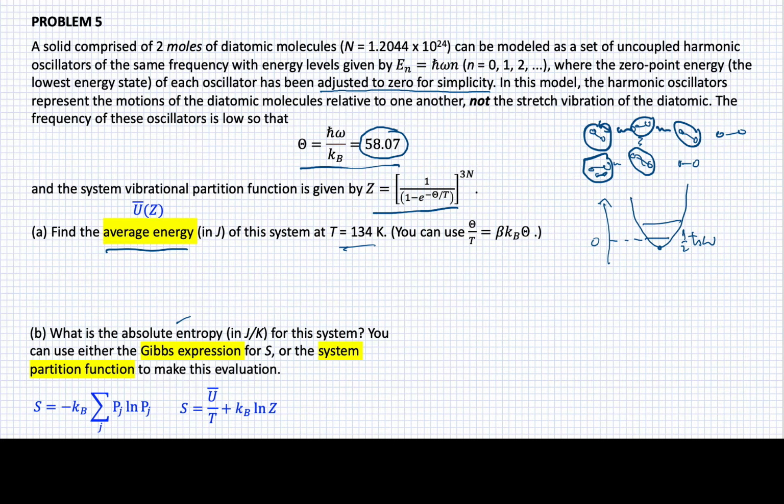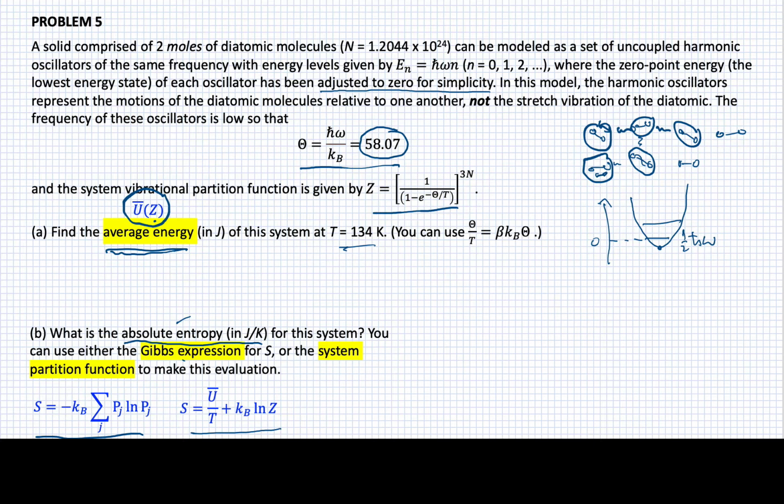Okay, now in part A, where you're calculating the average energy, what tools do you have? Well, I've put a little hint up here. Average energy as a function of the system partition function. So think of the expressions that you've been given that express this average energy in terms of the partition function. That will be perhaps the best way to calculate the average energy in this particular case. And then you want to calculate the absolute entropy, and there are a couple of ways you can do that. You can use the Gibbs expression or you can use the system partition function. They're both written down here at the bottom.